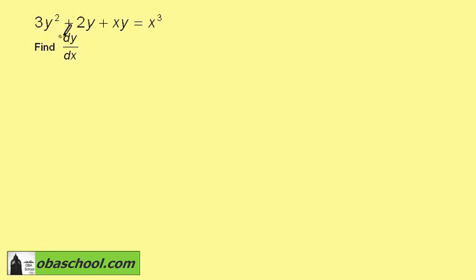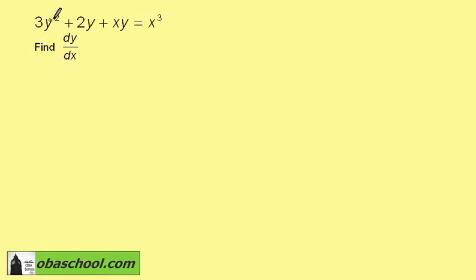We're given 3y squared plus 2y plus xy equals x cubed. This is a classic example of an implicit function. y is a function of x, but we can't write this as y equals f of x. We want to find dy/dx.